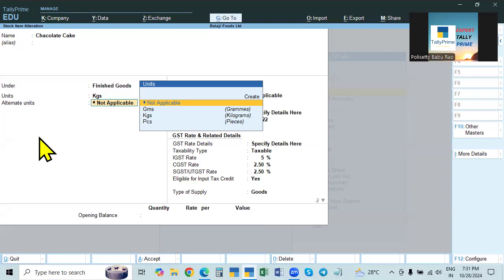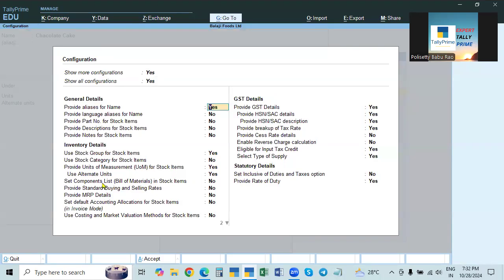And here we have to give one option. What is the material required and what is the quantity required for manufacturing 1 unit of the chocolate cake? That is called the bill of material or list of components. So we have to create that here. For that, go to F12. Here, set components list. Components may be raw material or anything, everything is the same. That's called the bill of material. Make it yes, and accept.